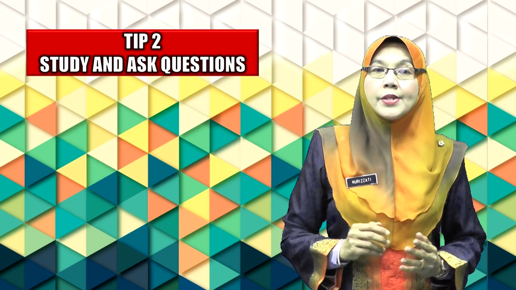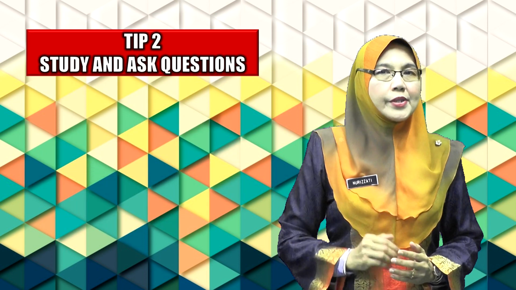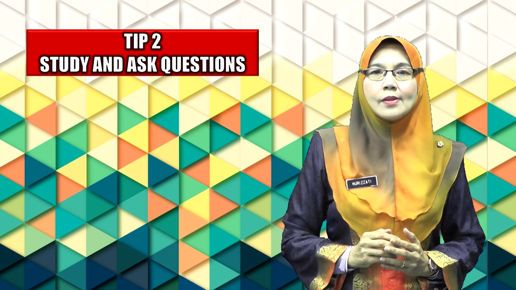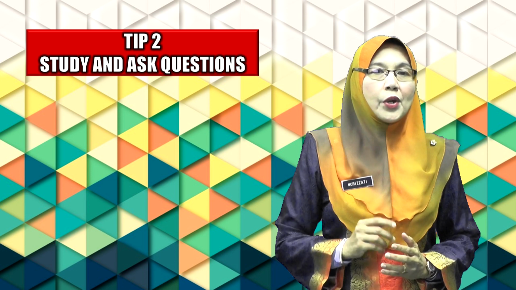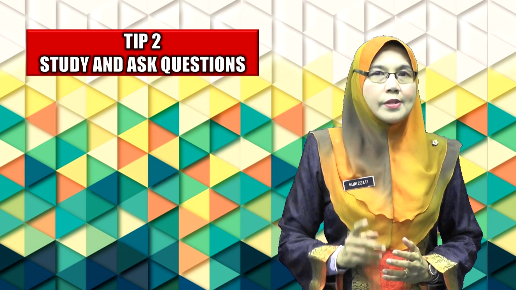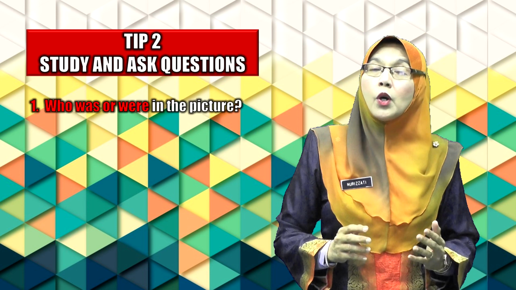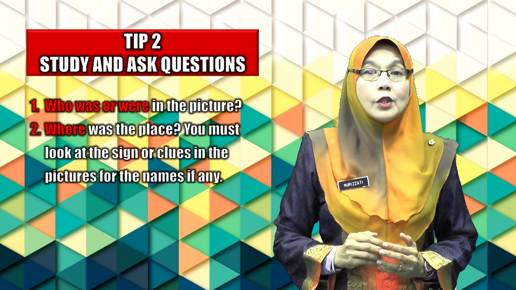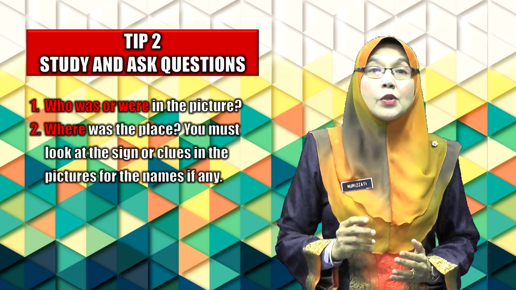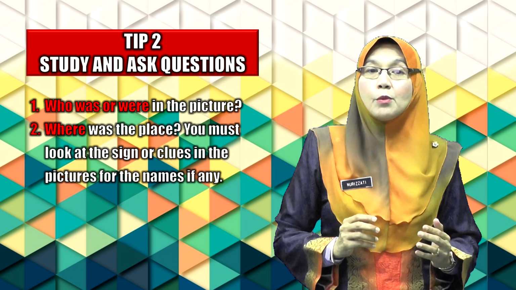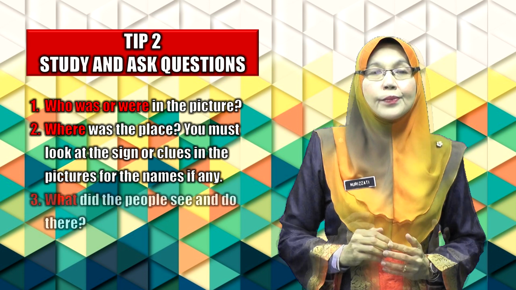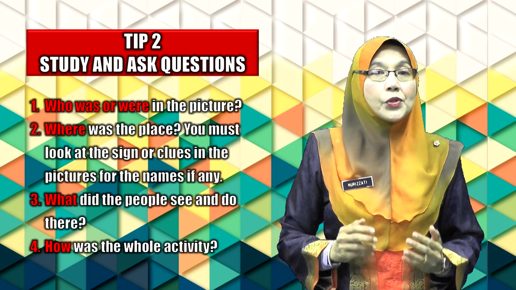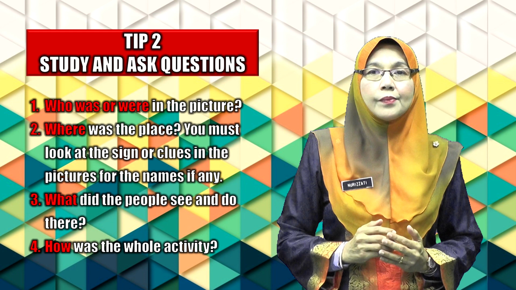Tip number 2. Study and ask questions. Study all the words and pictures. Ask basic questions to yourself such as: who was or were in the picture? Where was the place? You must look at the signs or clues in the pictures for the names, if any. What did the people see and do there? How was the whole activity?